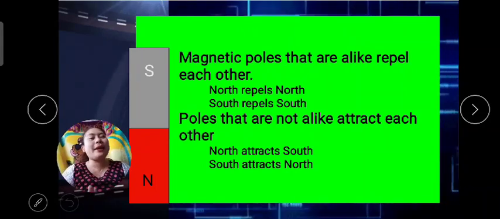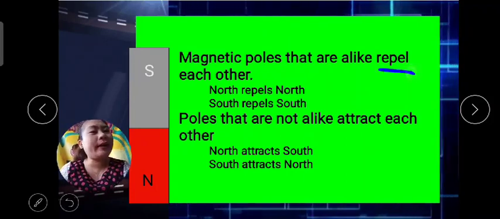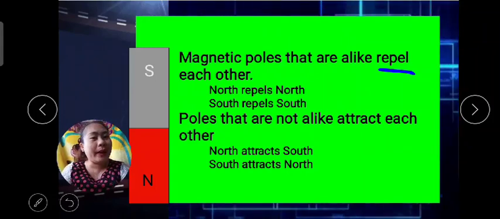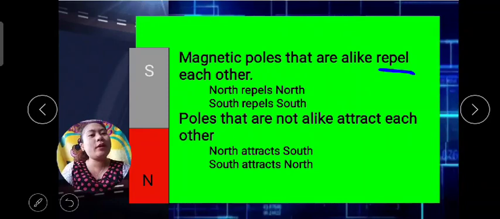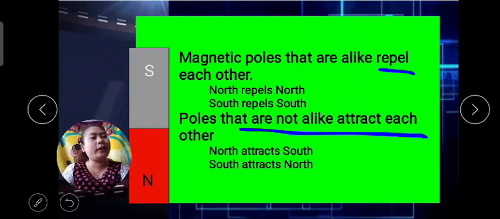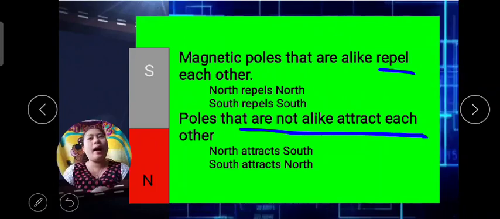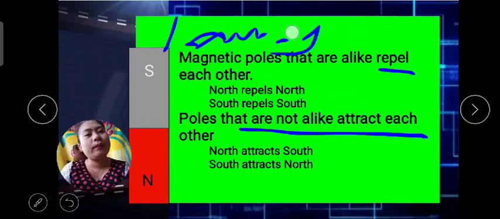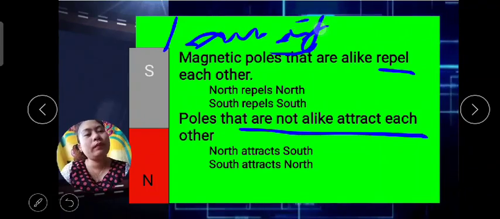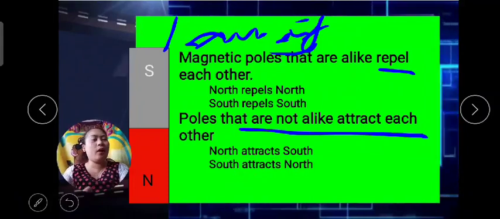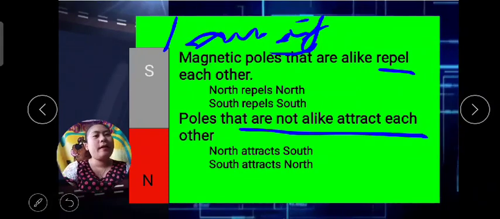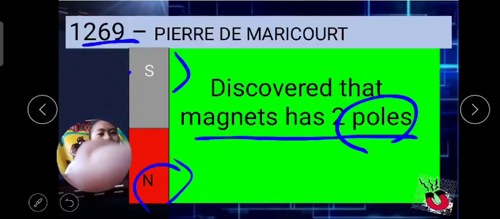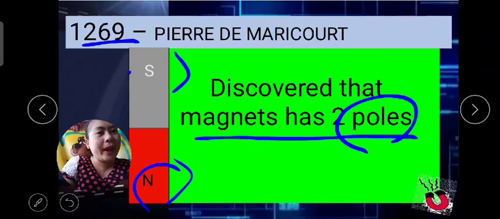Next, sabi niya, magnetic poles that are alike repel each other. Example, north and north will repel, south and south will repel. And poles that are not alike with each other will attract. That's why they call this one as the law of attraction and law of repulsion. Okay? So yan si Pierre de Maricourt.